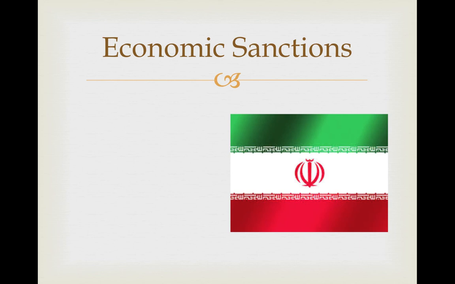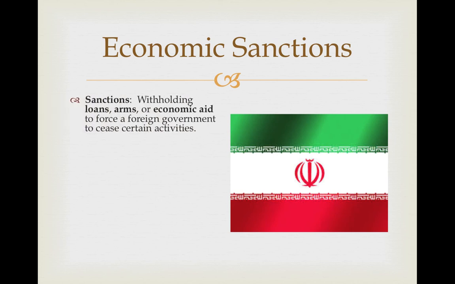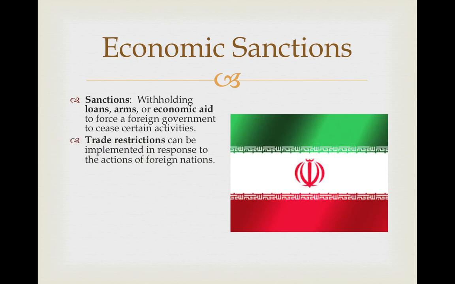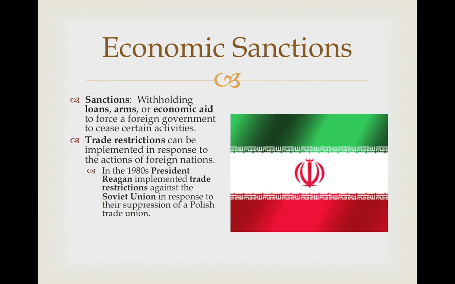Economic sanctions. To the right is a flag of Iran. We have had many economic sanctions against them since the Iranian Revolution in 1979. Sanctions refers to withholding loans, arms, or economic aid to force a foreign government to cease certain activities. Trade restrictions can be implemented in response to the actions of foreign nations. In the 1980s, President Reagan implemented trade restrictions against the Soviet Union in response to their suppression of a Polish trade union.